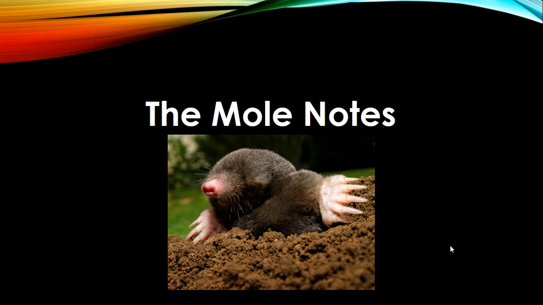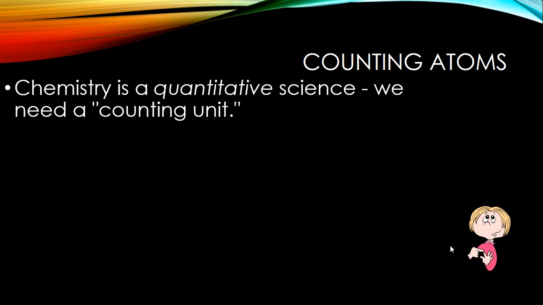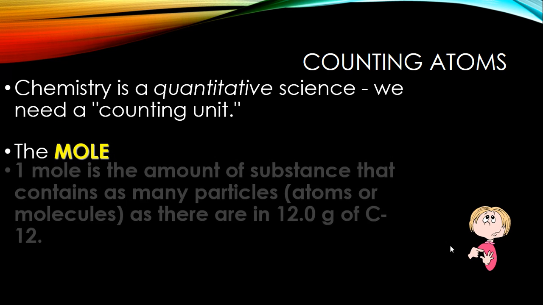These are your mole notes. You should be taking notes over these in your journal. So in chemistry, it's a quantitative science, which just means that it has numbers. And so that means that we need a counting unit. And in this case, we use what's called the mole.